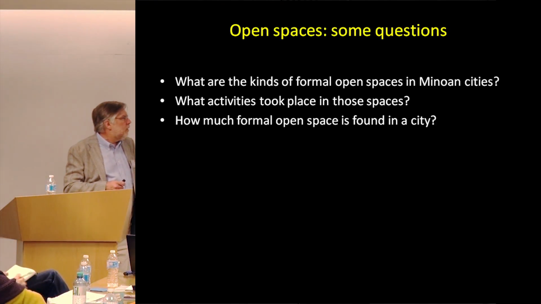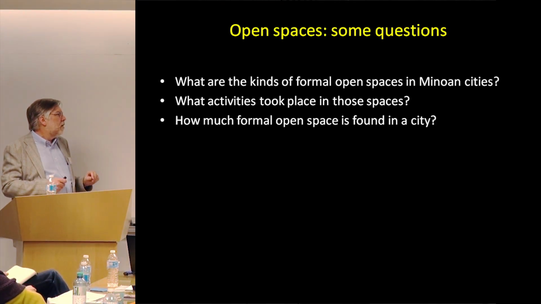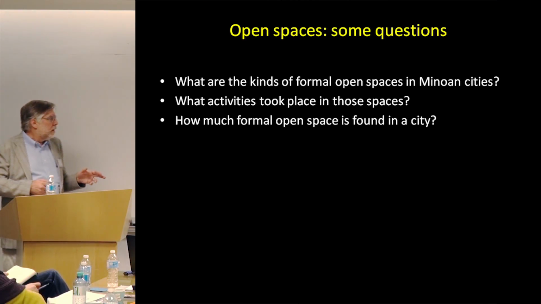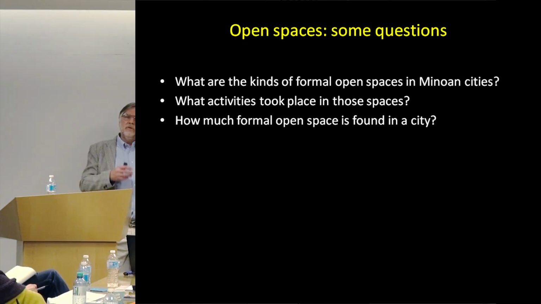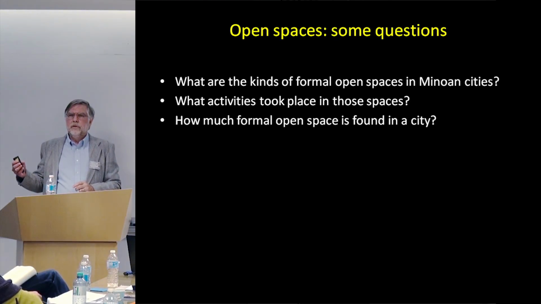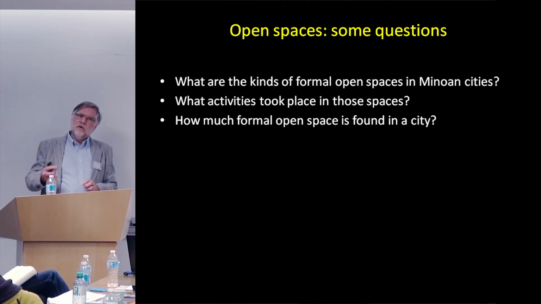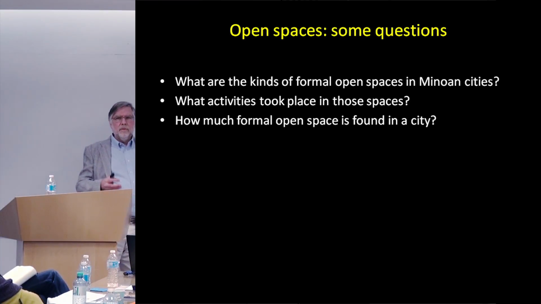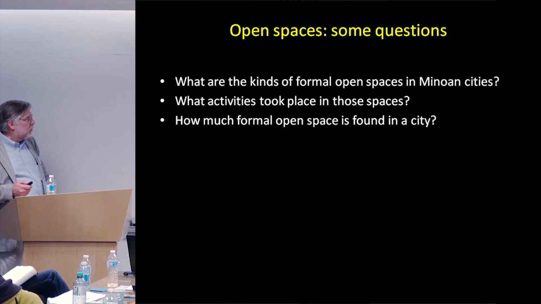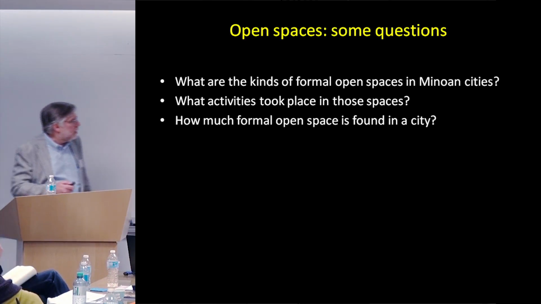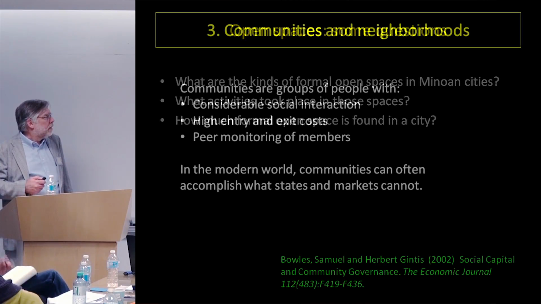So anyway, it's an approach to analyzing open spaces. So what are the kinds of formal open spaces? What activities took place there? And how much formal open space? This is an interesting thing. How does the amount of open space vary among cities, both within a cultural tradition and between cultural traditions? There are some urban systems where there's not a lot of open space, and there's some where there is quite a bit of open space. And what does that say? And it's something we don't really, not much systematic data has been gathered on this.